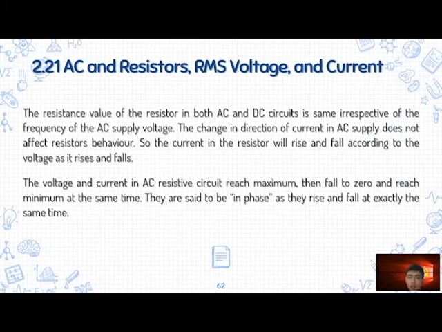AC and resistor: voltage and current. The behavior of a resistor is the same in both AC and DC circuits, irrespective of the frequency of the AC supply voltage. The change in direction of current in an AC supply does not affect resistor behavior. So the current in the resistor will rise and fall according to the voltage as it rises and falls. The voltage and current in an AC resistive circuit reach maximum, then fall to zero and reach minimum at the same time. They are said to be in phase as they rise and fall exactly at the same time.